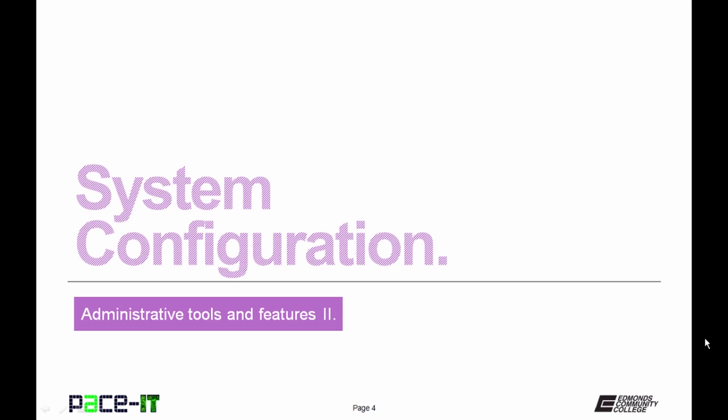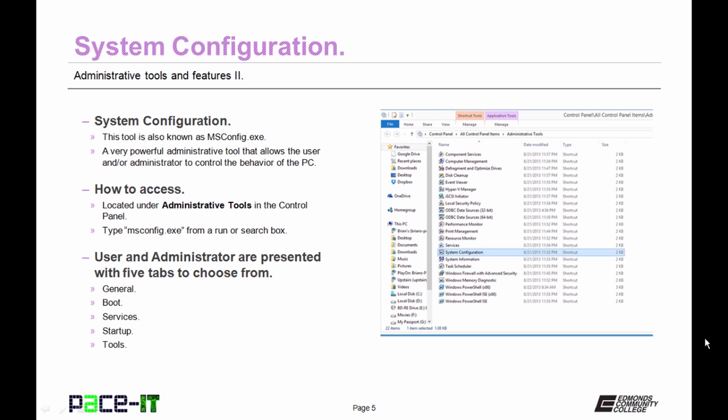We're going to begin by talking about the System Configuration Tool. The System Configuration Tool is also known as msconfig.exe. It's a very powerful tool that allows the administrator to control the behavior of a PC. Now, how do you access the system configuration? Well, it's located under the administrative tools icon in the control panel. Or you can type in msconfig.exe from a run or search box to get access.